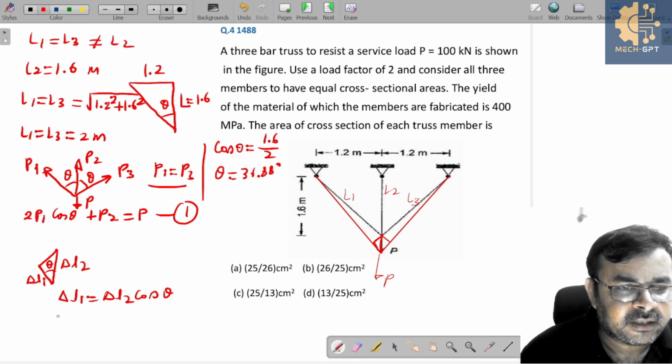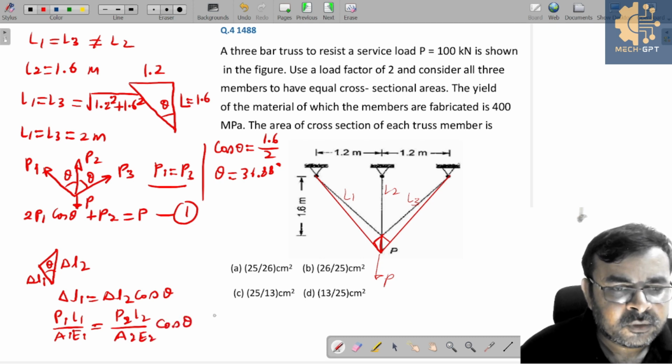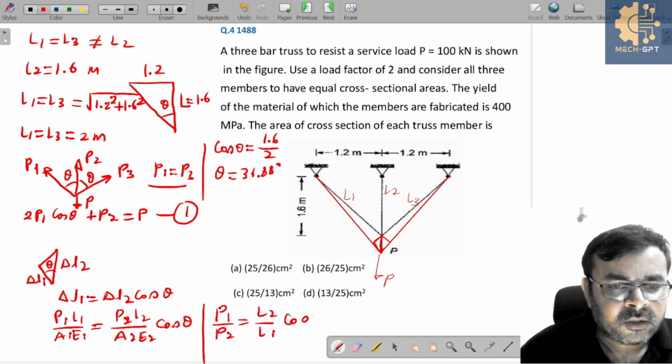Instead of delta L1, can I write this is P1 L1 over A1 E1 is equal to P2 L2 over A2 E2 cos theta? And cos theta we already know. So from this relation, can I simplify? P1 by P2 is nothing but L2 by L1 cos theta. Yes or no?